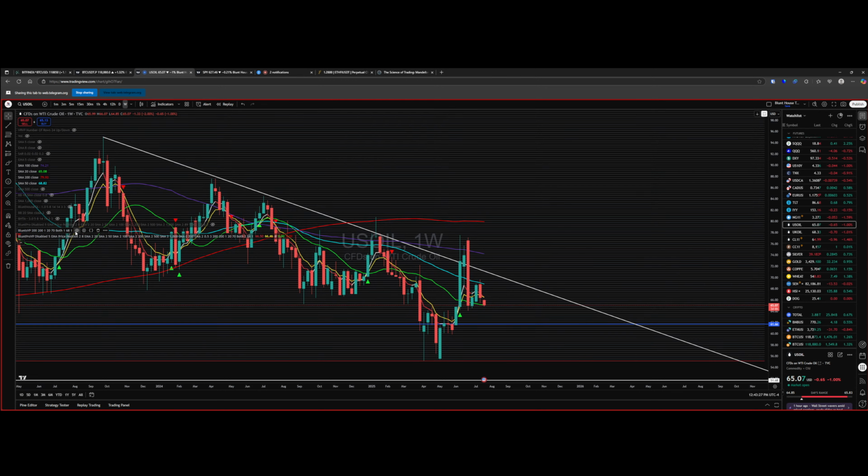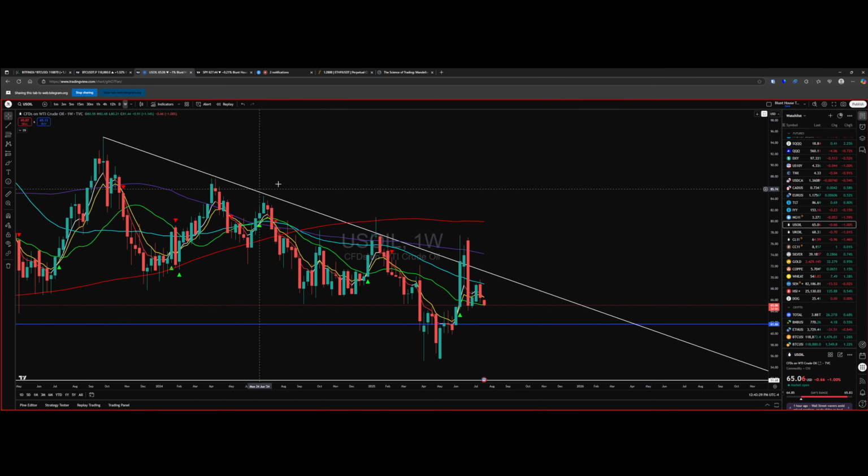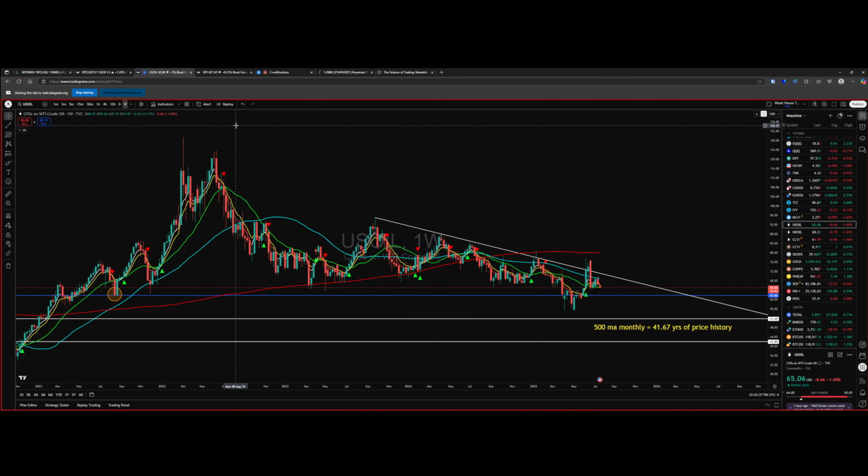Sorry. Some things don't like volume profiles. Let's just take a couple things off this chart. U.S. oil, right? What am I looking at here? So you can see.